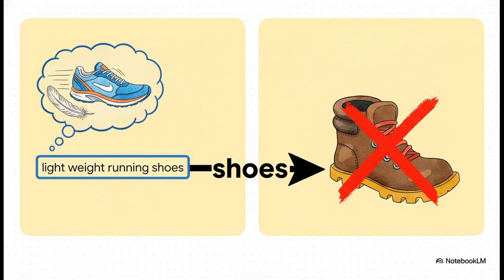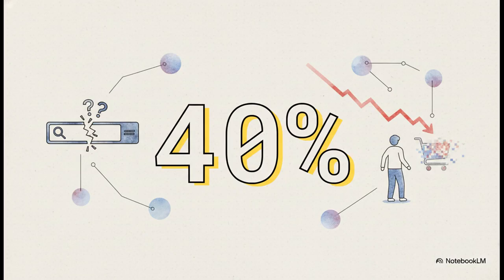This right here is the perfect example of the keyword problem. A traditional search system is basically blind to what you actually mean, your intent. It's just playing a game of match the word. It sees shoes, checks the box, and thinks its job is done, completely ignoring the most important parts of your search, lightweight and running.